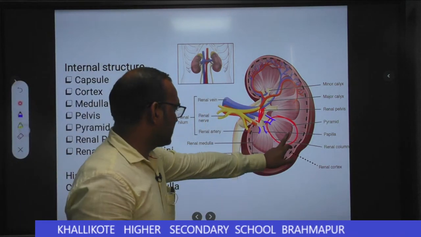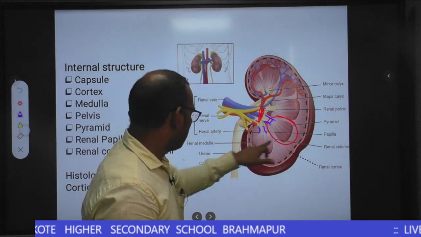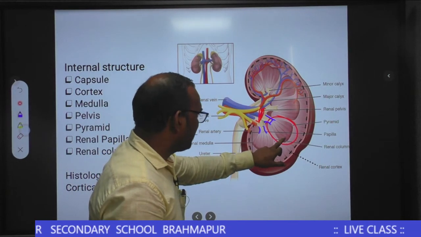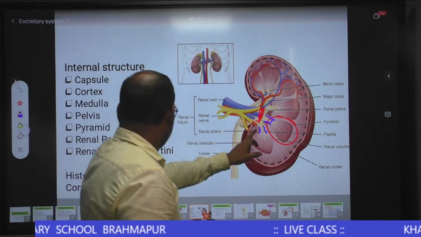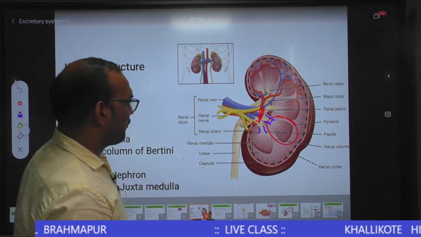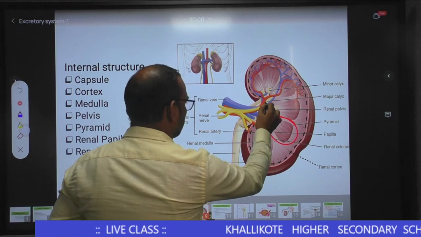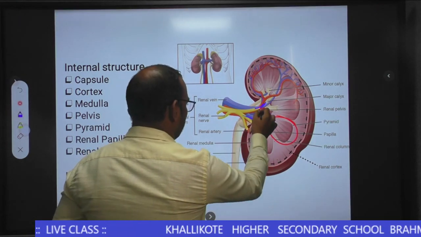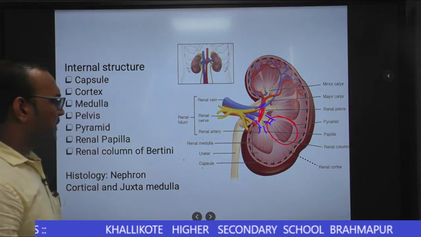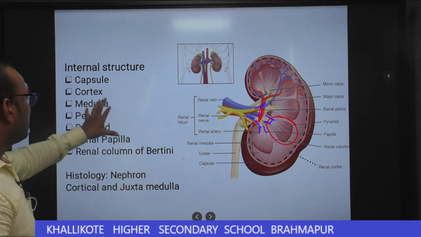So this is the pyramid, this is the renal papilla, then the column of Bertini. The last one here joins here and forms the column of Bertini. So this is about the total structure.